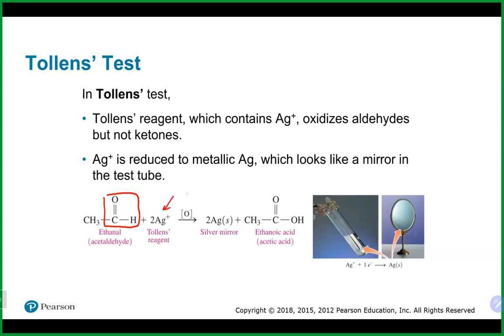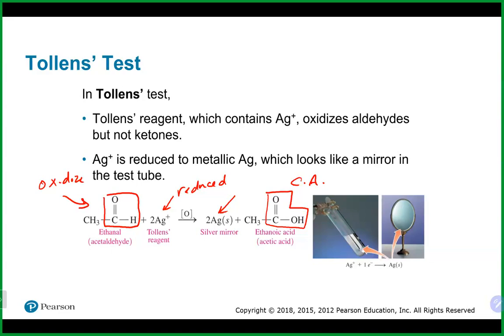and our silver gets reduced, and our aldehyde gets oxidized. And in the process of doing so, the silver will actually turn to solid silver, and it looks like a mirror, which is why I sometimes refer to it as the mirror test. But it is a positive test for the carboxylic acid that you will get here at the end.